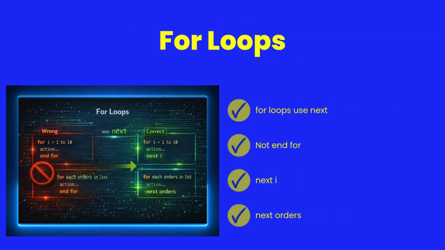For loops in Sheerpower do not use an end keyword. They close with next followed by the loop variable. This applies to both numeric loops and for each loops. Never generate end for, it does not exist.